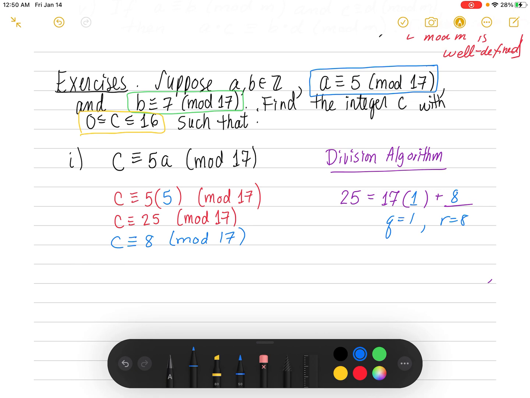And because C is congruent to 8 mod 17, and 8 is between 0 and 16, right? You have to make sure your C is between 0 and 16. That means C is actually equal to 8. So my C is actually 8.